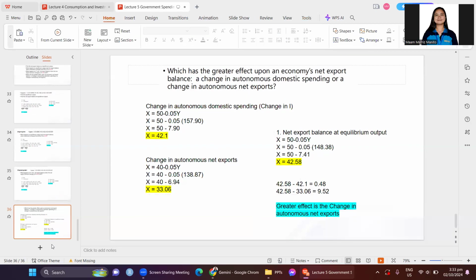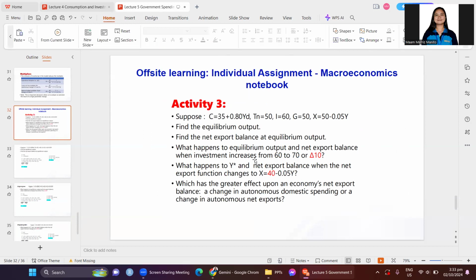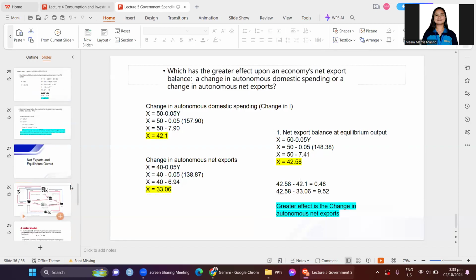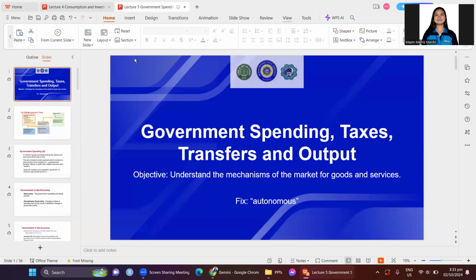I think that's the last question in this part. So that's all of the answers for this lesson. So we have 1, 2, 3, 4, 5. We also have 5 questions in this assignment. So that's 5 points each, total of 25. We will be recording this as well in our face-to-face classes. So that's all of the answers for the assignments under this lecture, which is government spending, taxes, transfers, and output.